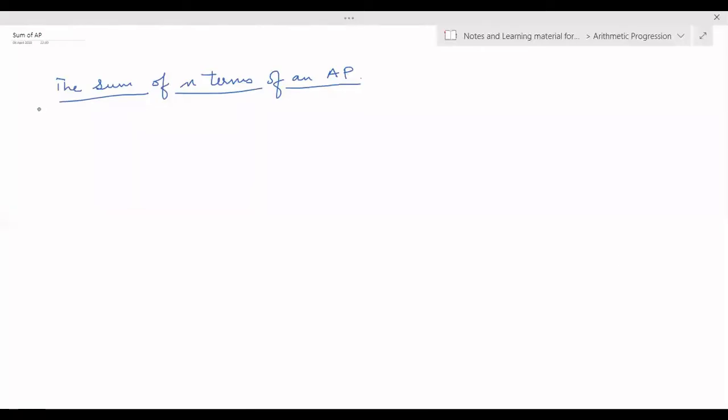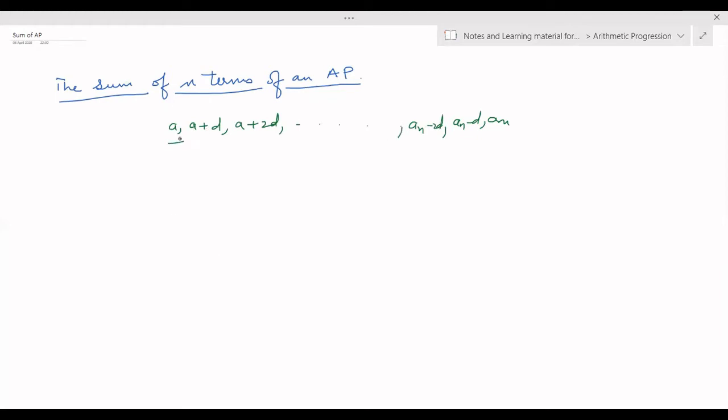In this video, we'll understand how to derive the formula to get the sum of n terms of an AP. Let's have our general AP: a, a plus d, a plus 2d, and so on. The last term is an. A term before it will be an minus d, then an minus 2d, and so on.